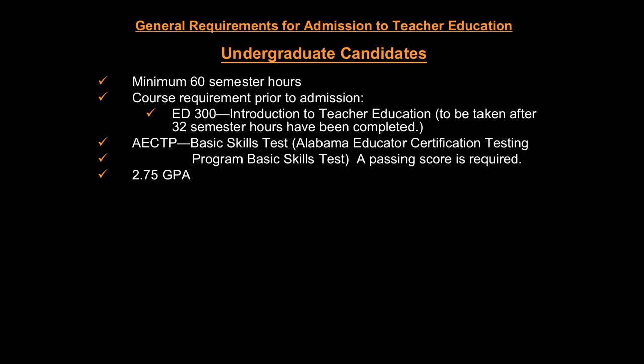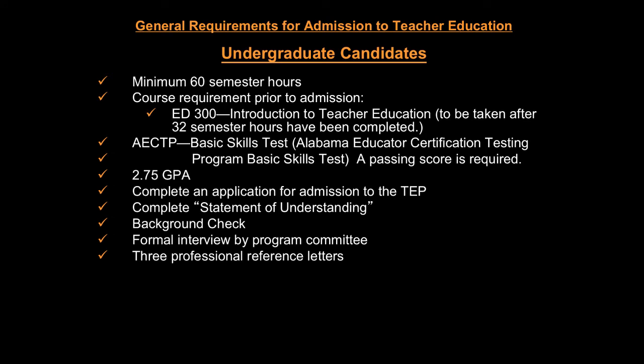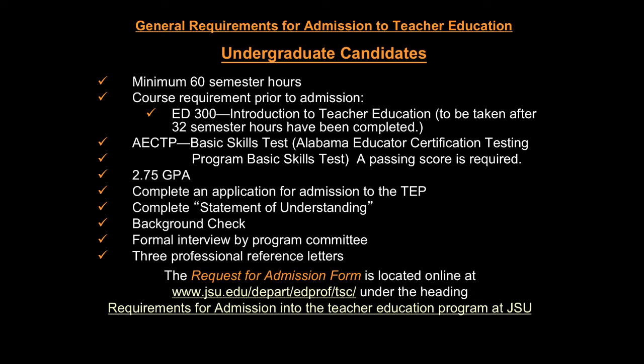You must have a GPA of 2.75. You must complete an application for admission to the teacher education program. You must complete a statement of understanding, a background check, a formal interview by your program committee, and you must have 3 professional reference letters on file. Now, the request for admission form is located online at the following website on this slide. Make sure once you log into the site, under the heading Requirements for Admission into the Teacher Education Program at JSU is where you're going to locate that admission form or admission packet.